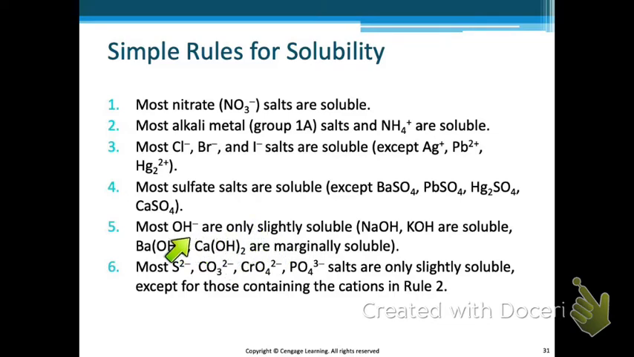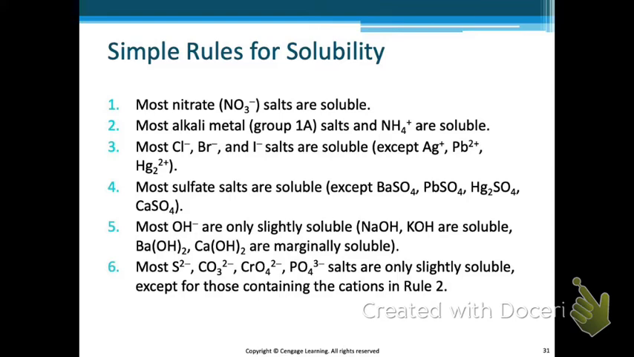So it says most hydroxides are only slightly soluble, and it says sodium hydroxide and potassium hydroxide are, but the others are marginally soluble, okay? That's the same as slightly soluble, which is the same as insoluble, okay? So you see these varying degrees. It's tricky to figure out where the line really is, right? But those are all no.